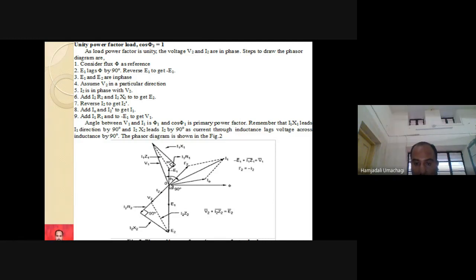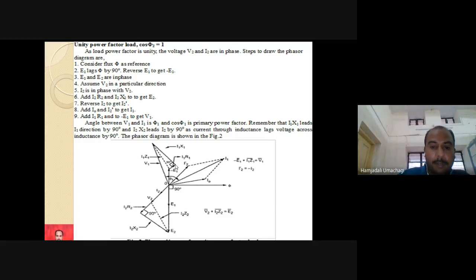Yes or no? So now to draw this I1 R1, I should draw the line. This line should be in parallel with the current I1, because this is the resistive drop I1 R1. Wherever the current I1 is, the I1 R1 drop lies in line with it, in the same direction. So minus E1 I got, and I1 R1 I got.